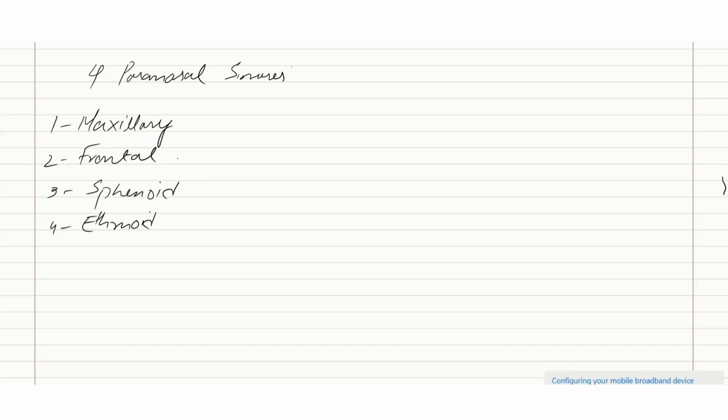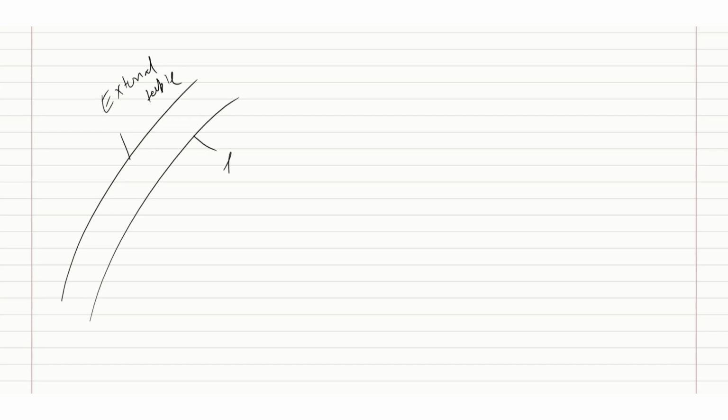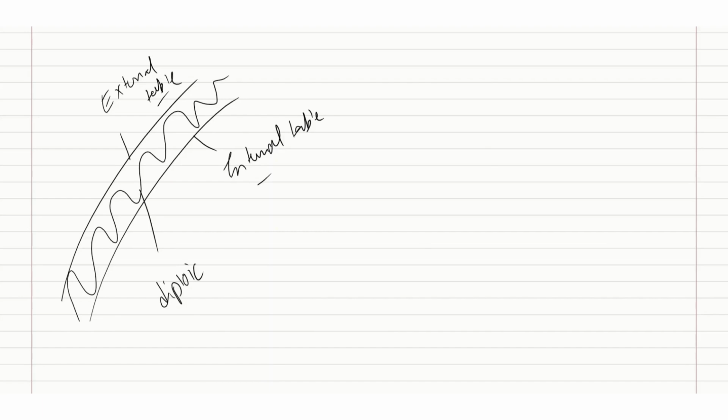A sinus is a structure which is present inside the bone. To understand this, we first have to learn the composition of a bone. A bone is composed of an external table, an internal table, and between this external and internal table, we have a spongy bone which is called diploic.